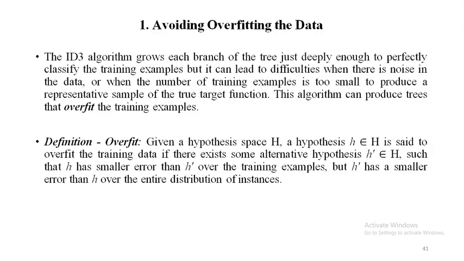Avoiding overfitting the data. So what is avoiding overfitting the data? The ID3 algorithm grows each branch of the tree just deeply enough to perfectly classify the training examples, but it can lead to difficulties when there is noise in the data, or when the number of training examples is too small to produce a representative sample of the true target function.